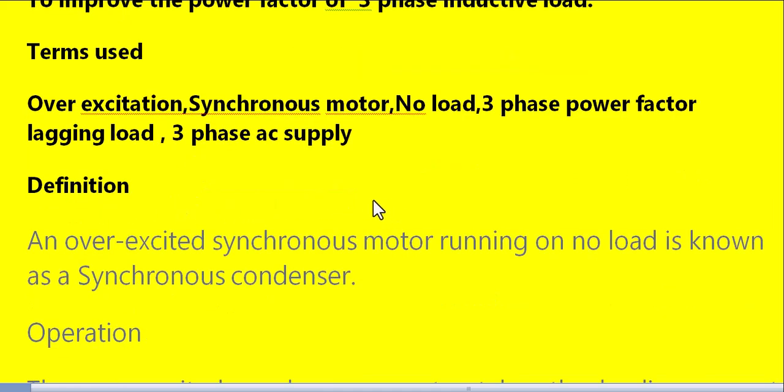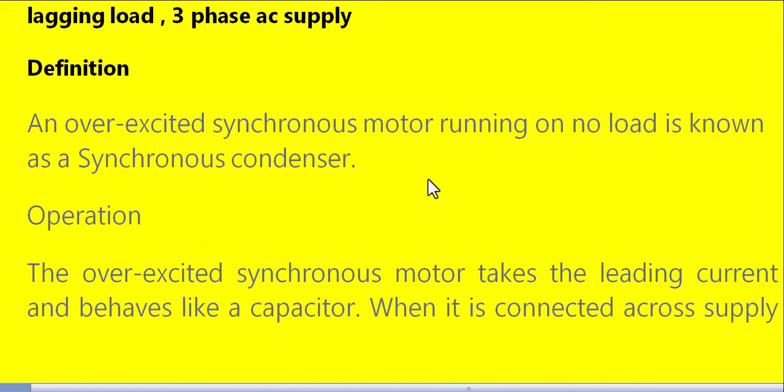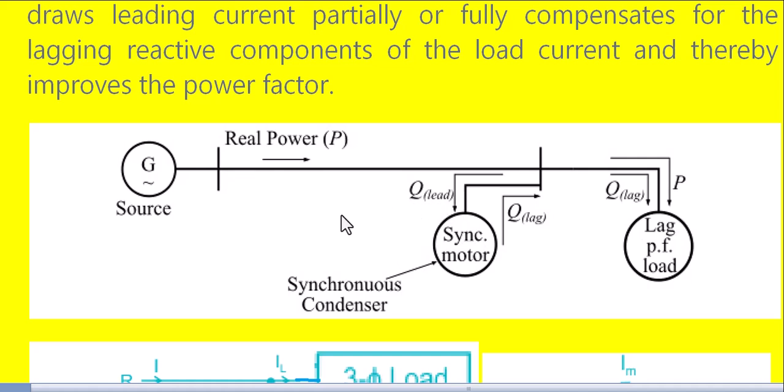The definition of the synchronous condenser is nothing but an overexcited synchronous motor running on no load, and its construction is like this. The synchronous motor is connected to the three-phase AC supply, that is the generating station, and this is the three-phase load connected to the generator. This three-phase load has a lagging power factor and draws lagging reactive power and real power, whereas the synchronous motor is also connected across the three-phase supply like this.